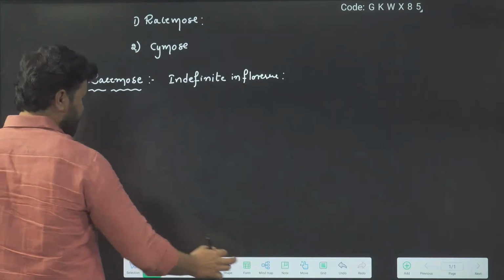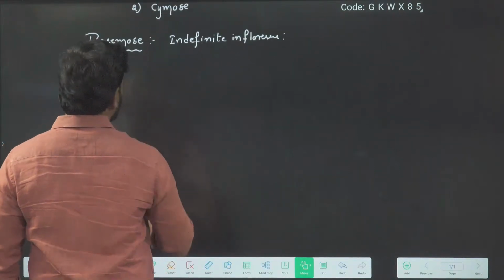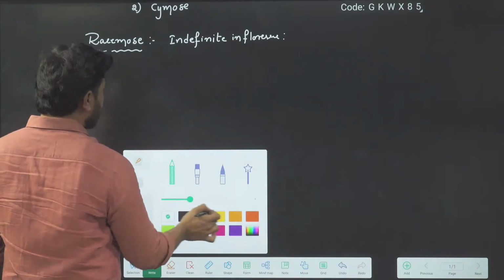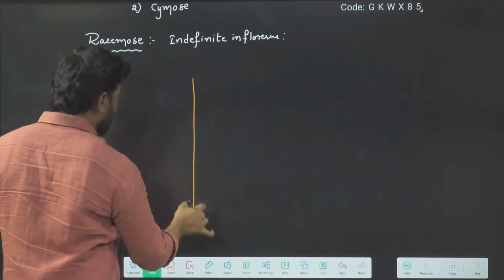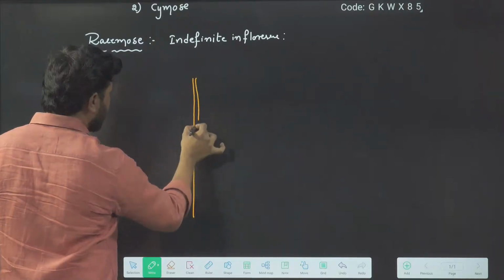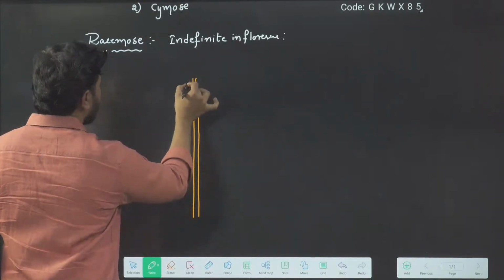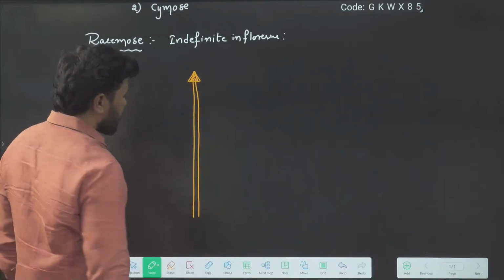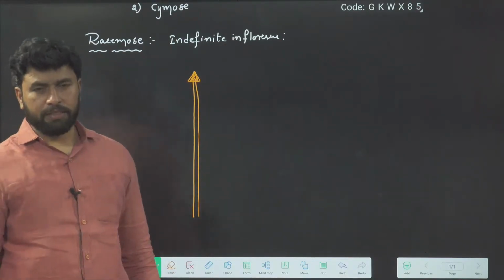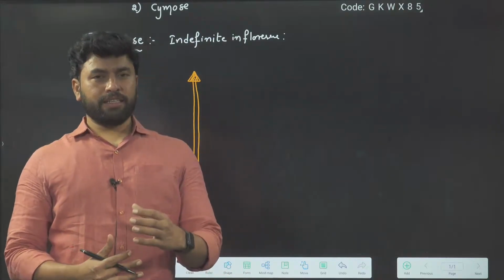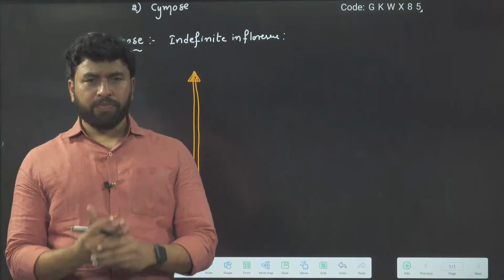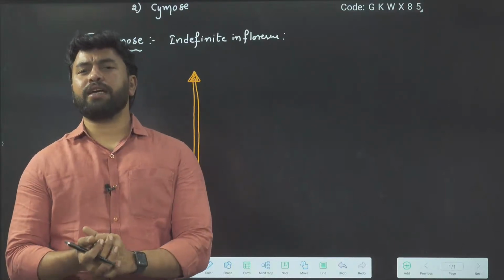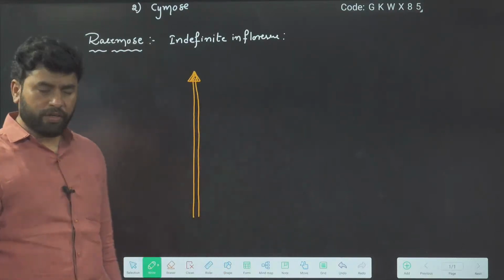Why? The reason is this. If you take the racemose inflorescence axis, it continues to grow. It never ceases to grow. Continuously the inflorescence axis grows. That means as long as it has the supply of energy and the time to produce flowers, the inflorescence axis in this category continuously grows.